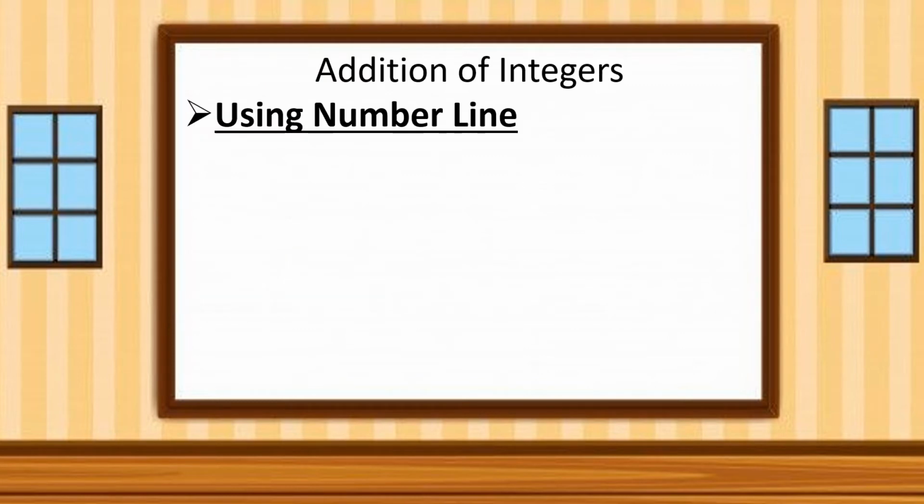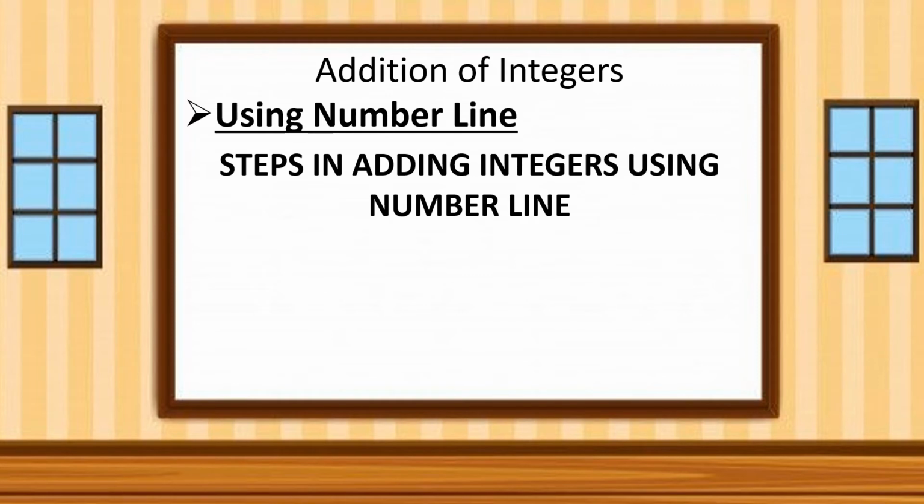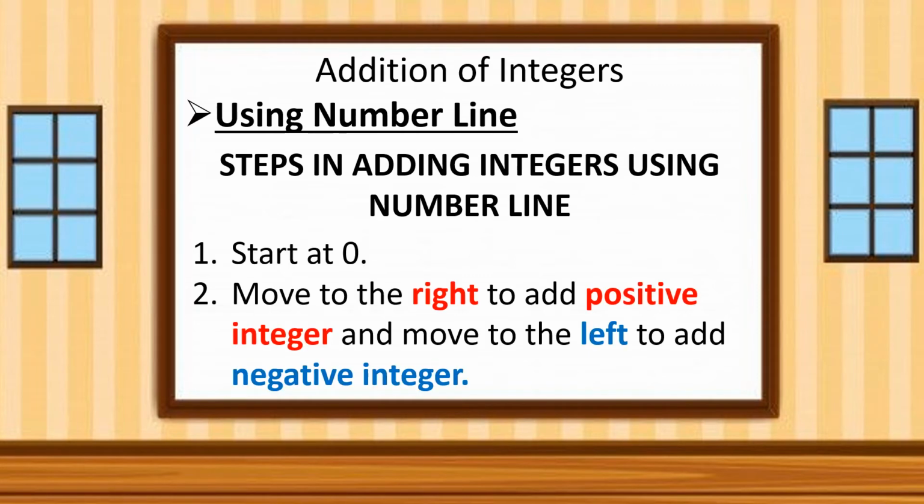Next, we have to add integers using number line. So, gamit naman po ang ating number line. Now, here are the steps in adding integers using number line. So, the first one, we will start at 0.